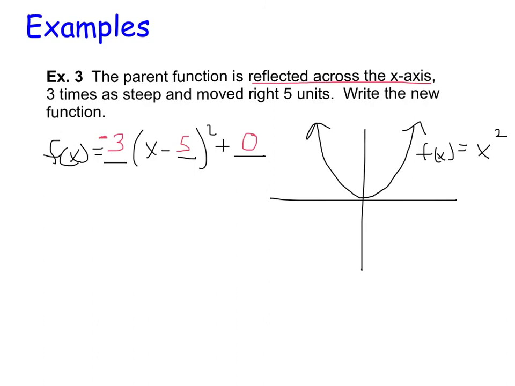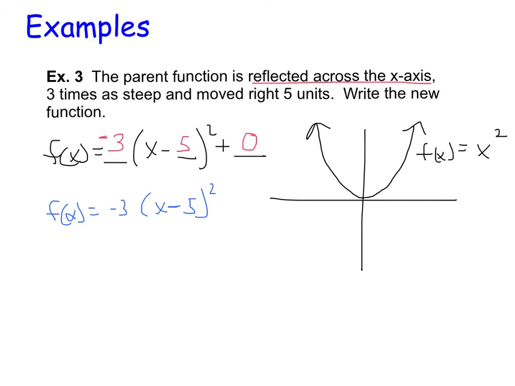So when I write this out, it's going to be f of x is going to be equal to negative 3 times x minus 5, the quantity squared, and I can just stop right there. And there's my equation. Now, let's go ahead and do the transformation on the graph. Let's just use the directions up above.